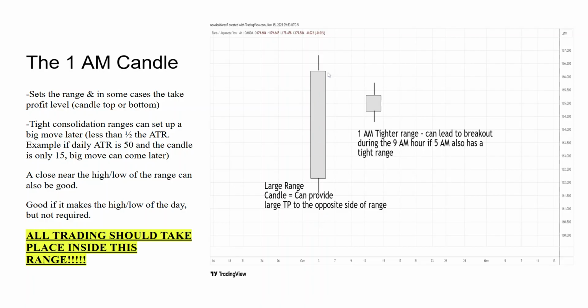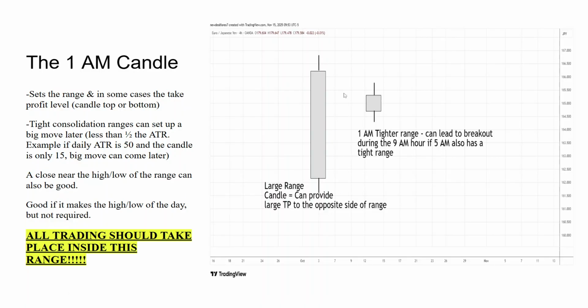Ideally, we like to see the candle close near the top or the bottom of the range, but you won't always see that. Sometimes tight consolidation ranges can set up a big move later, like if it's less than half of the average true range. So, for example, if a pair moves 50 pips in a day, but the 1 a.m. candle is only 15 pips, then that can be a predecessor to a big move to come later on, typically in New York session.